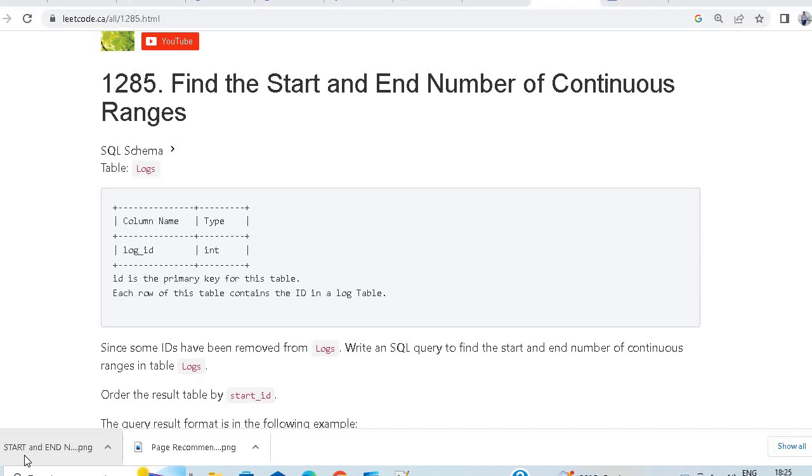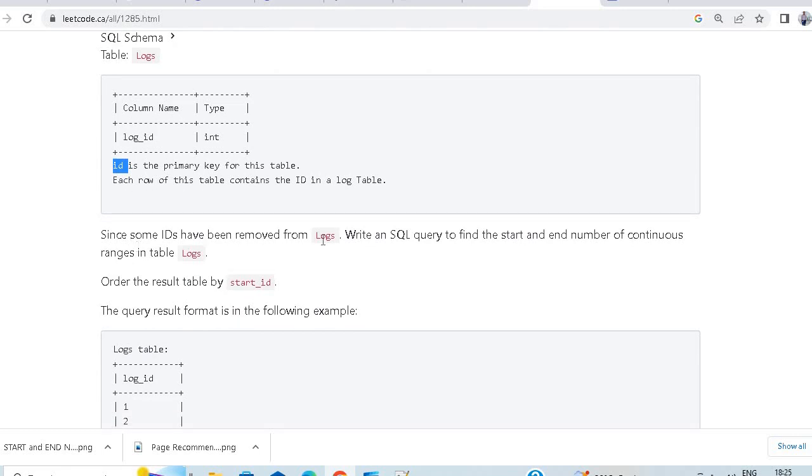For that we are given one table called logs which contains log id, and this log id is primary, meaning it will contain only unique ids. Since some ids have been removed, we need to write a SQL query to find the start and end number of continuous ranges, and we should order by the start id.